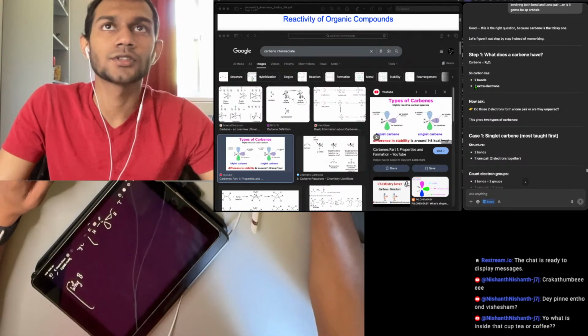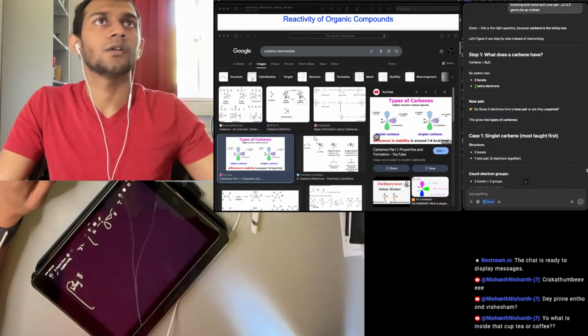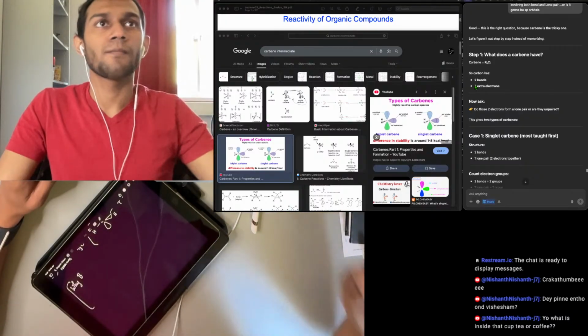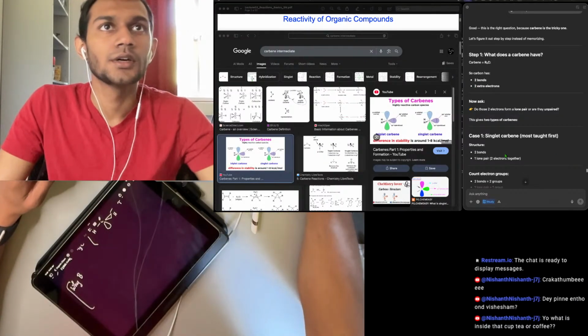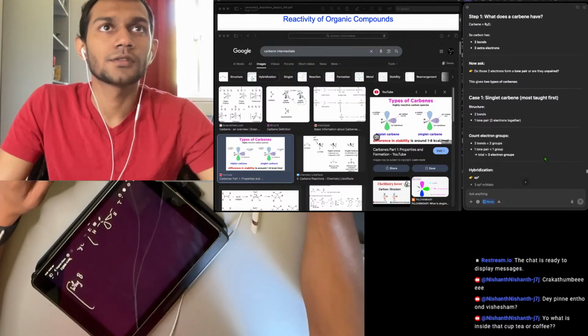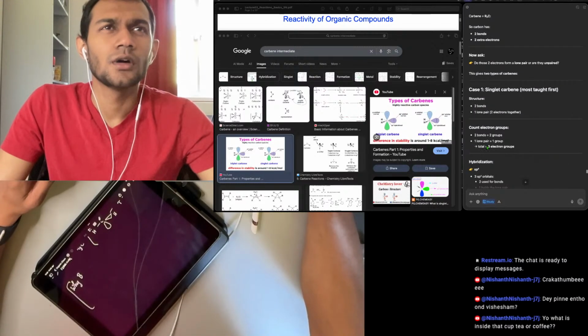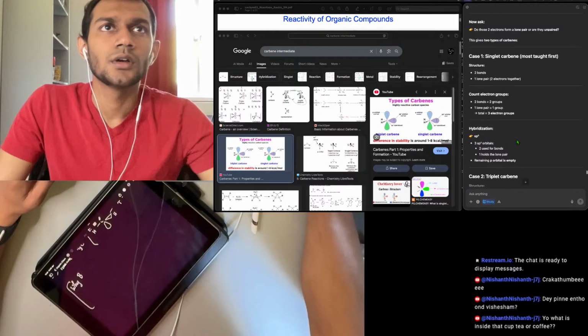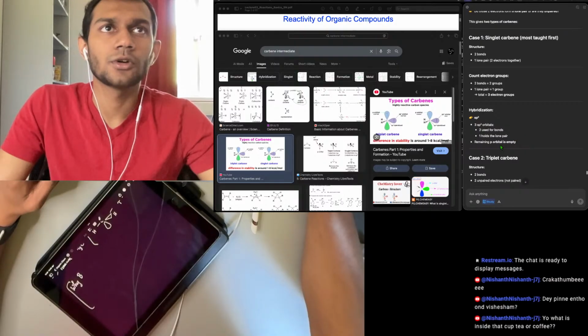Two bonds, two extra electrons. Most type first. Structure, two bonds, one lone pair. Count electron groups. Two bonds equals two groups. One lone pair equals one group. Total 3 electron groups. Hybridization, sp2. 3 sp2 orbitals used for bonds. Holds the lone pair. Remaining p orbital is empty.